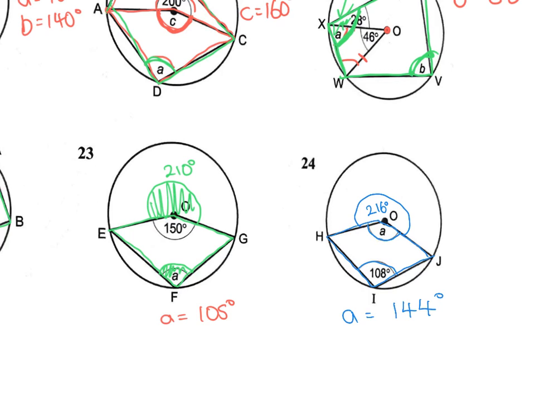But if you're really confused, you could draw in a couple of extra working lines like this and say, well, if that's 108, opposite angles in a cyclic quadrilateral add up to 180. So if that's 108, that must be 72. And then this one here will be double 72, which is still the same as 144.